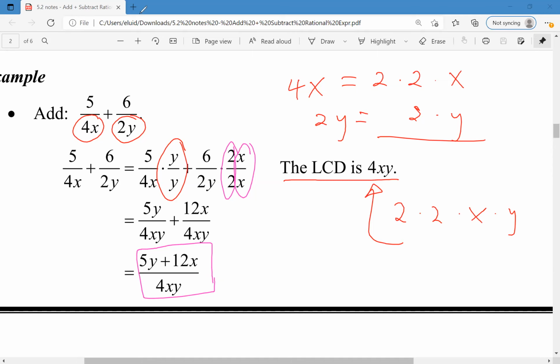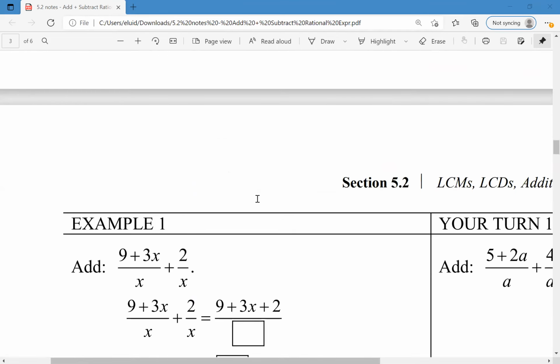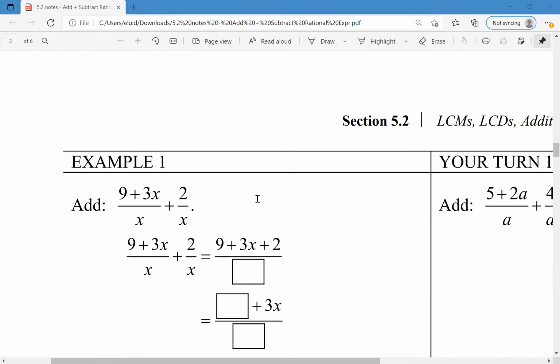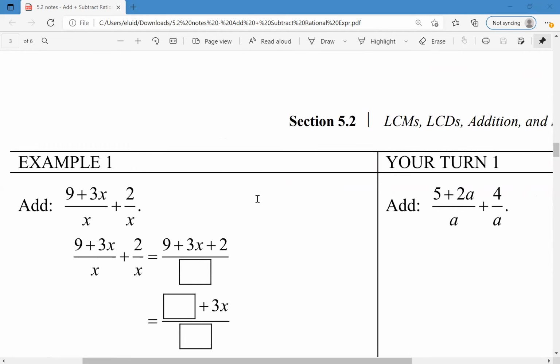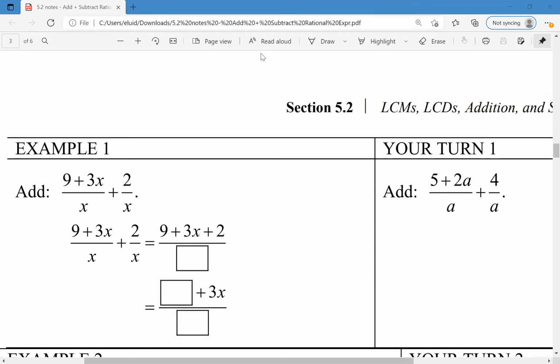All right. Let's do one more on our own. We're on the next page now. Okay. We're starting off with some problems that do have common denominators. So example 1, 9 plus 3x over x plus 2 over x. Okay, this is a good one to start with because we already have a common denominator. So there's really not that much work for us to do.